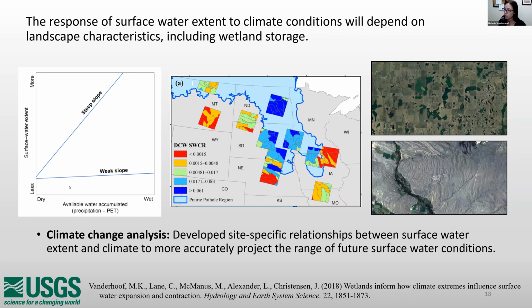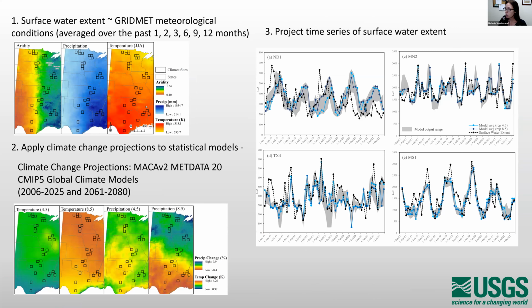And so what does this mean? For this project, it means that we really need to develop site-specific relationships between surface water extent and climate so that we can have a better chance of accurately projecting the impacts of climate change. And so that's what we did. We developed 32 models, one for each of the sites. And we modeled surface water extent as a function of a whole host of gridMET meteorological conditions. All of those variables were then averaged over 1, 2, 3, 6, 9, and 12 months in order to capture the full range of antecedent conditions.